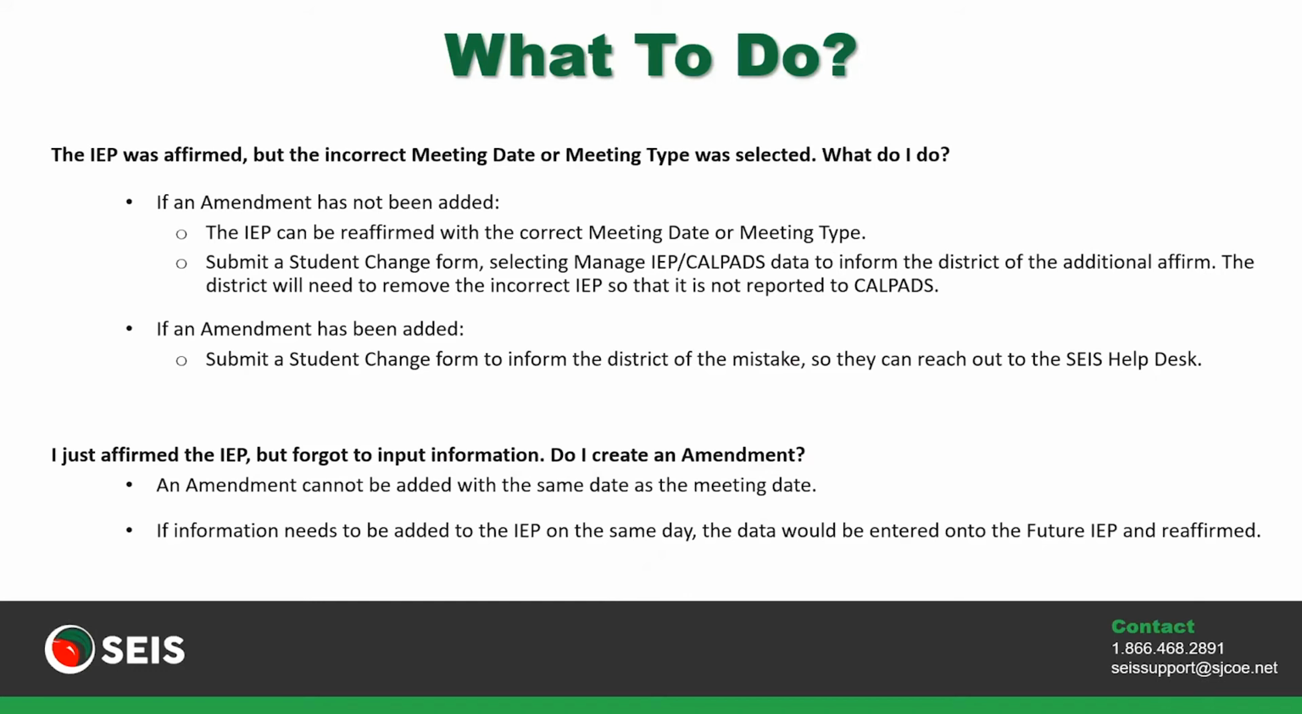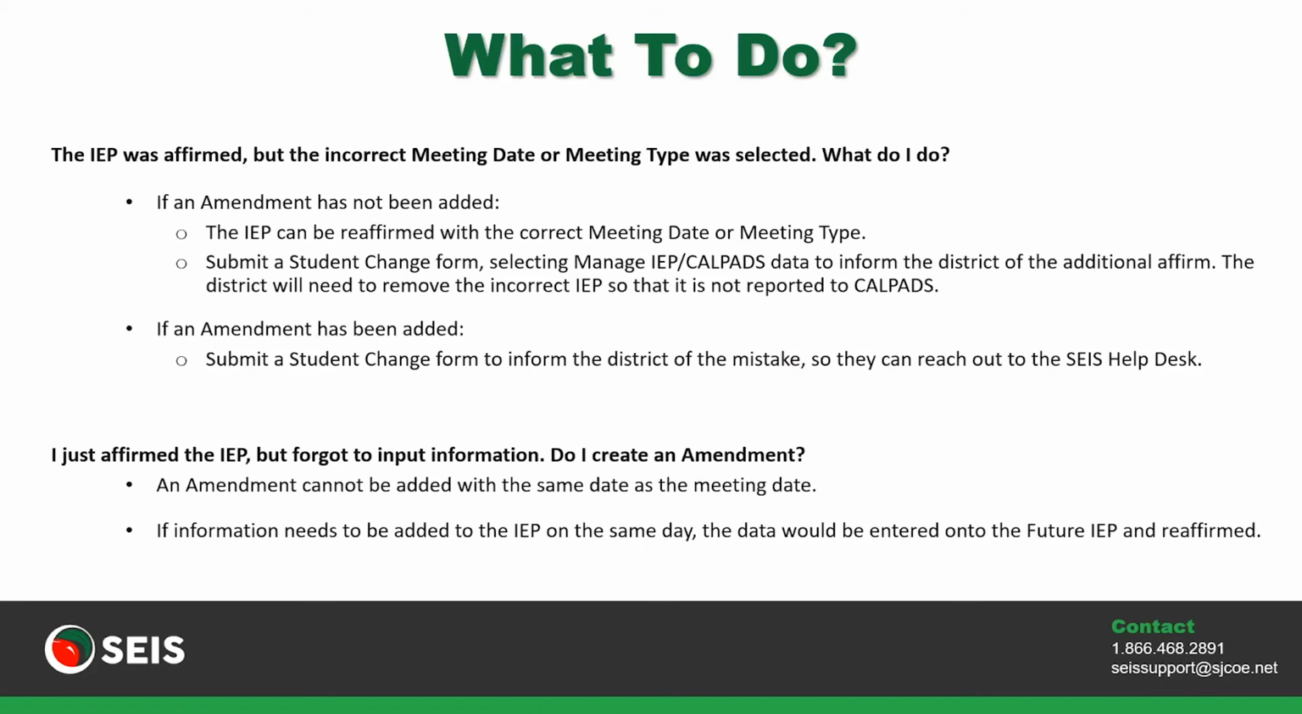But if you did happen to just affirm and you're like, oh my goodness, I forgot to update the date, or this really was an annual as well, or whatever it may be, you can go back to the future IEP, update the meeting date or meeting type, whatever was incorrect, and reaffirm.